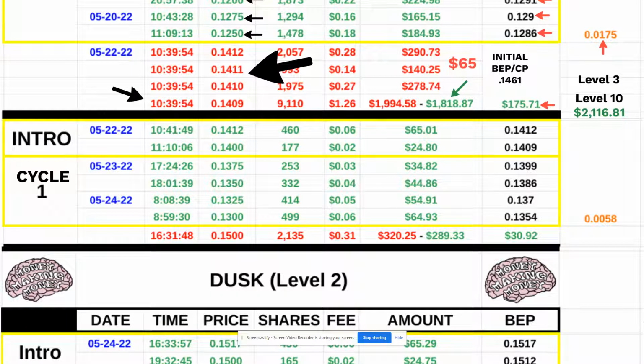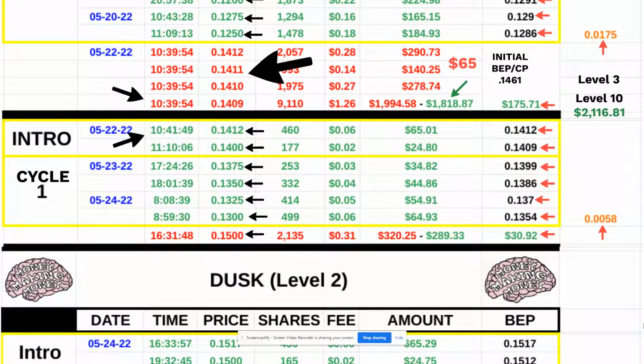I sold at 10:39, right? Two minutes later, I'm right back in the game. I'm right back in the game doing the same thing, purchasing according to that particular level at those prices, watching my break-even point drop even more and making a cool profit.